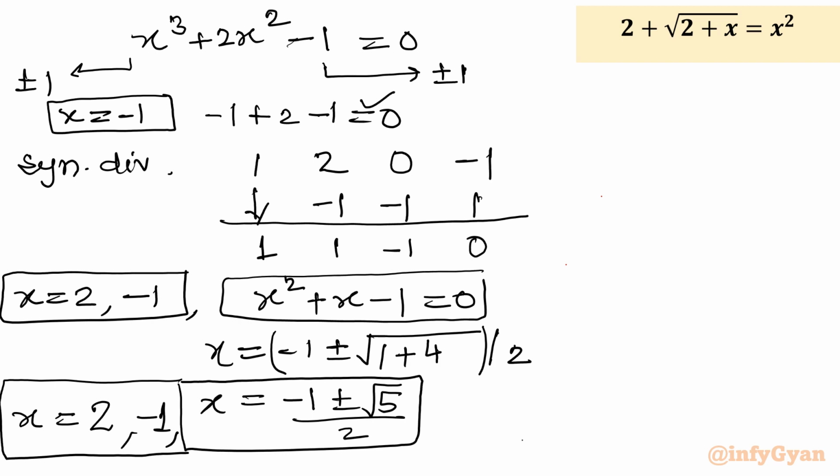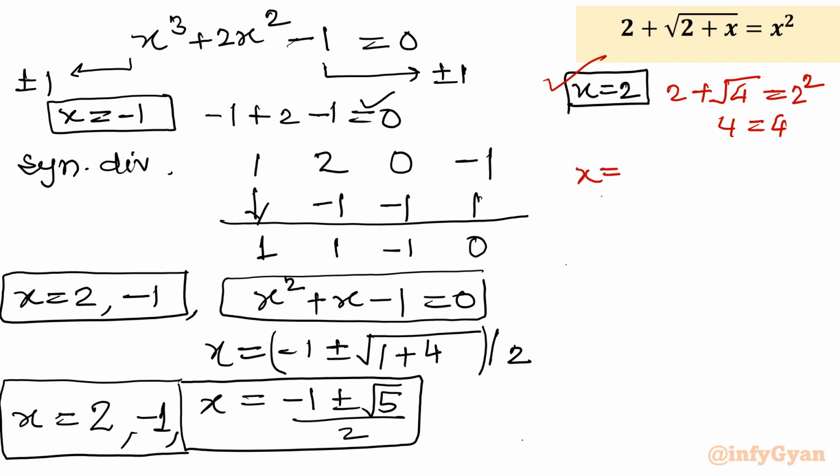Now verification time. How will we verify this? If you put all the values, let me put x equal to 2 in the given equation. What will we have? 2 plus square root of 4 is equal to 2 squared. So this is 4 equal to 4, so this one is right. If I put x equal to minus 1, because we have done squaring on both sides, this won't give you a solution. It is an extraneous solution, because we have done squaring.